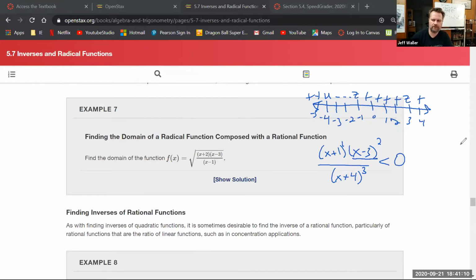I didn't even really design this. This is kind of nice. This is a beautiful answer. What's the answer here? What's the only place it's negative?